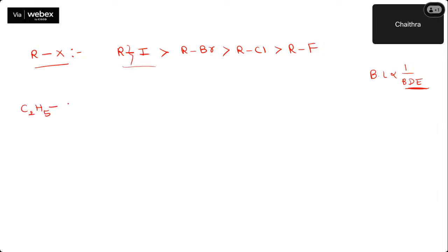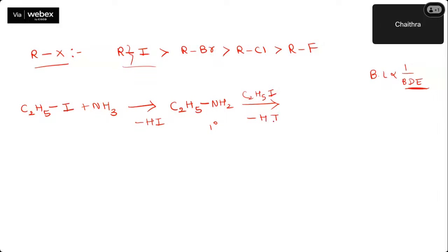I will take C2H5I as the alkyl halide plus ammonia. Can you complete the reaction and tell what is formed here? Keep removing HI, that's it. Keep telling what is the product. C2H5NH2. So what is this called? Primary amine.